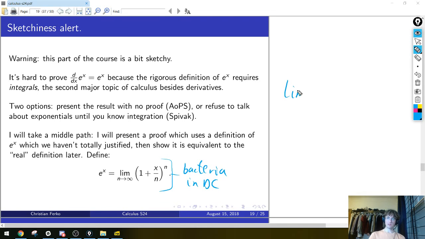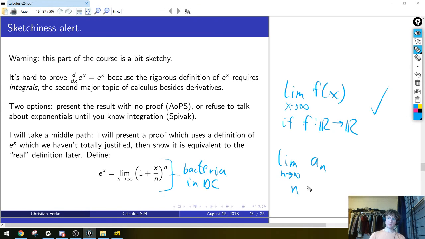Second, we have defined what it means to take the limit as x goes to infinity for a function f of x, which is defined on the reals. We have defined this rigorously, so that's fine. Here n is an integer index. I have not defined for you what it means for n to go to infinity, for an integer index in a sequence to go to infinity. I have not defined this rigorously, and maybe we'll do it later in chapter 9 or whatever, but I haven't done it yet. So this definition is officially junk.